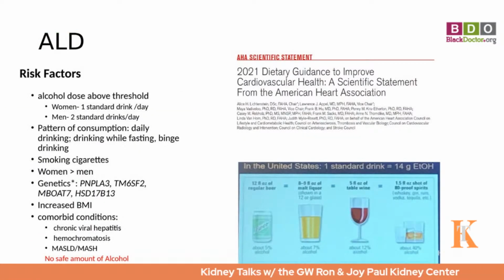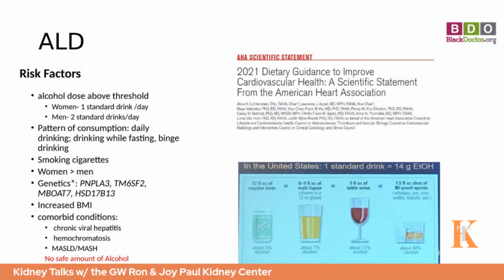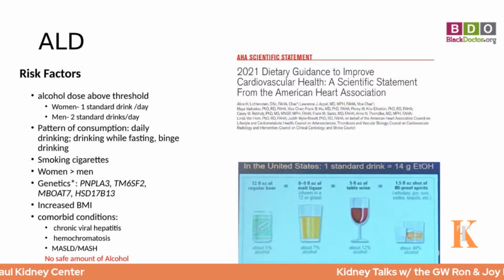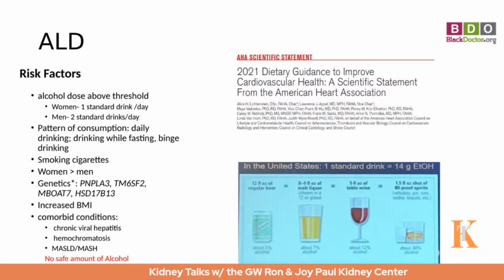So going on to this, what are the risk factors for alcoholic liver disease? It's really alcohol above the threshold. And what is the threshold? It's 1 standard drink a day for women, 2 standard drinks a day for men. Now, what is a standard drink? That's 14 grams of alcohol.